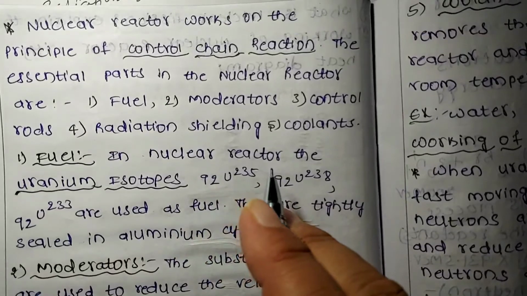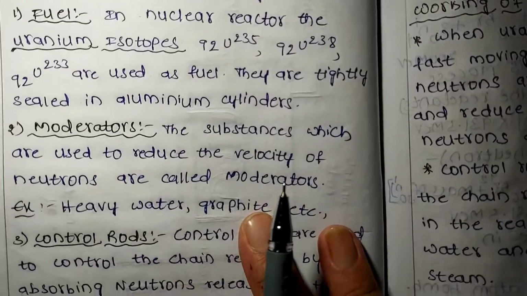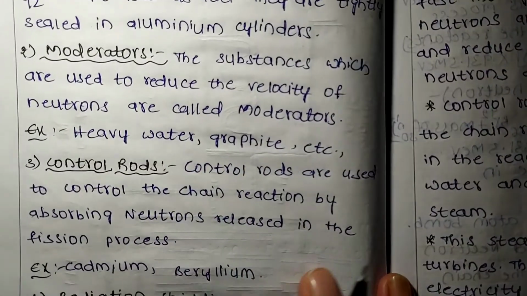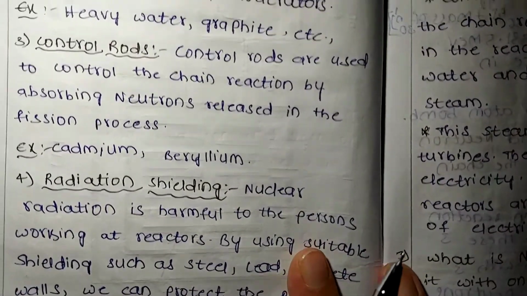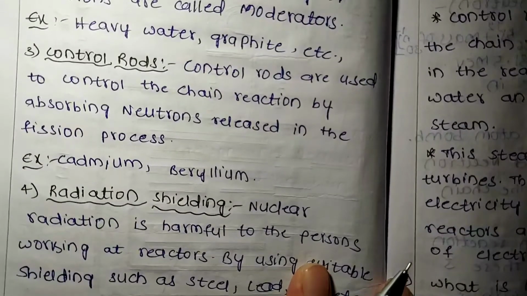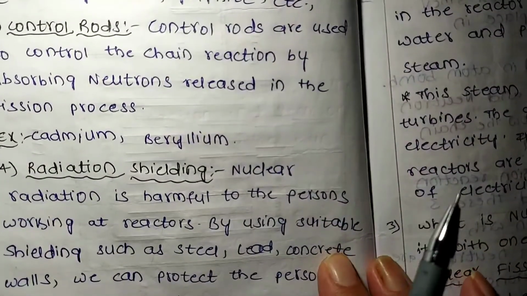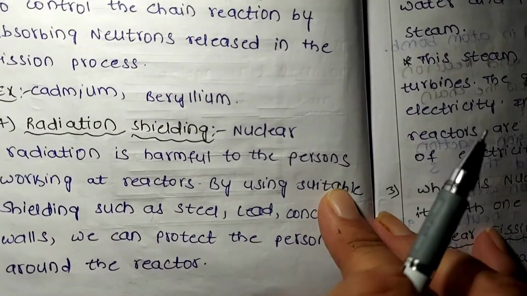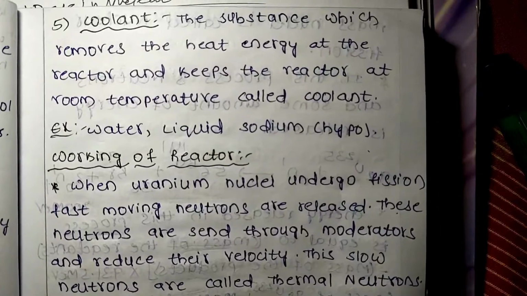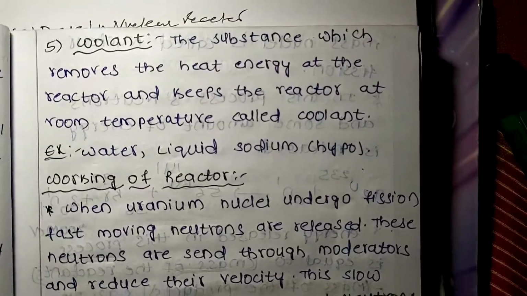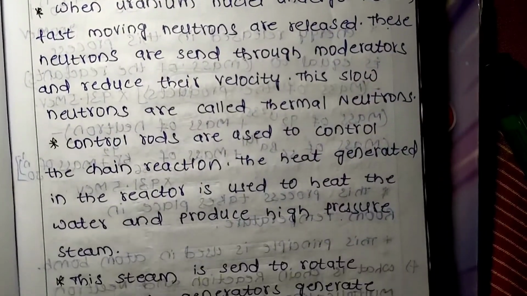Okay, a nuclear reactor works on the principle of controlled chain reaction. Essential parts: moderator, control rods, and radiation shielding. And this is about coolant and working of the reactor. These are the points of working of a reactor.